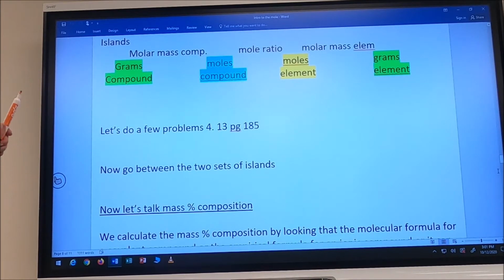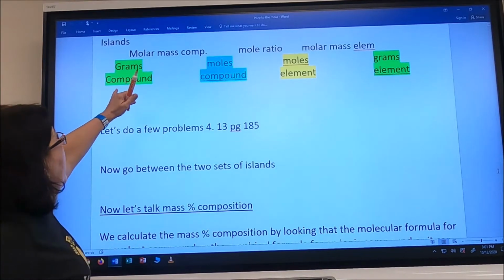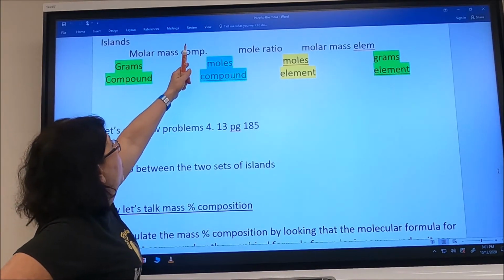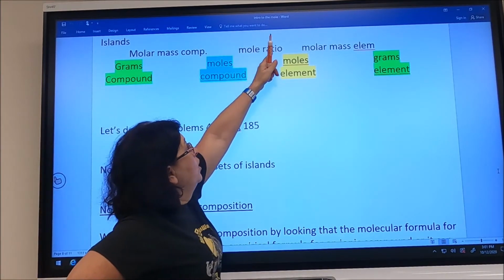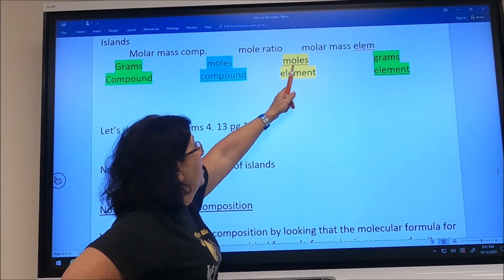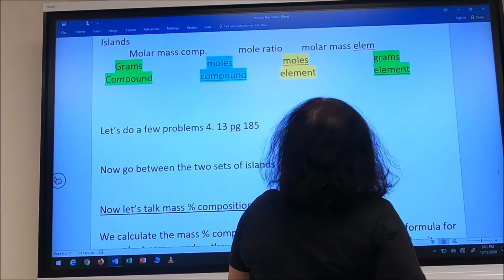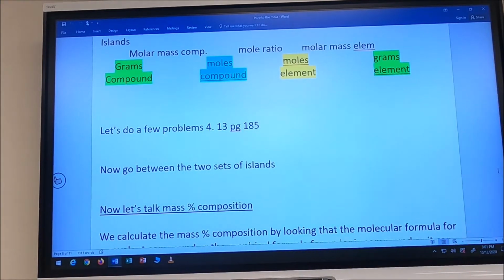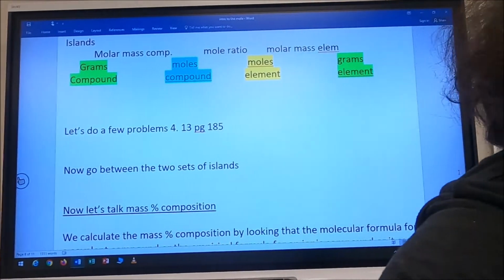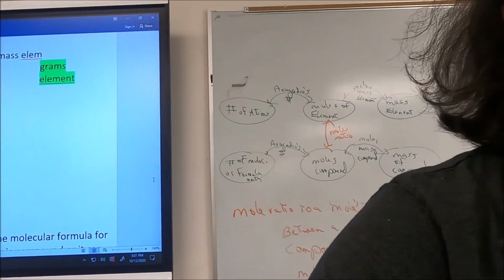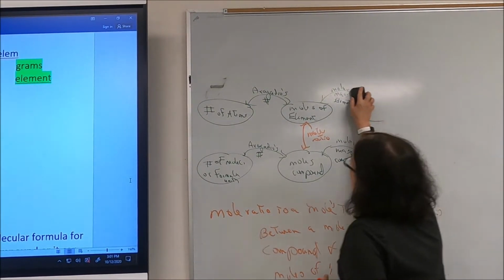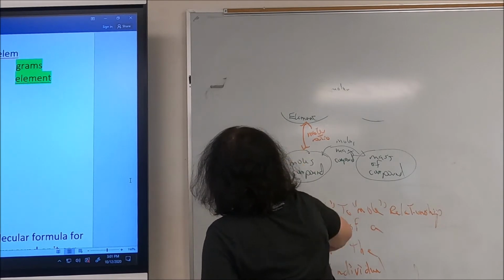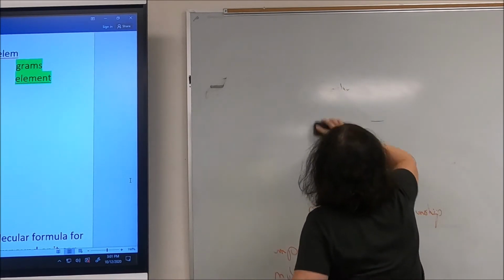So looking at our island chain and guiding ourselves through, we're starting out with grams of a compound. So we're going to use molar mass of the compound to go to moles of the compound. Then we're going to use our mole ratio to get to moles of an element. And then we're going to use molar mass of the element to go to grams of an element. So let me run through this for you. I'm going to have to erase our pretty islands, but if you need to, go back and freeze frame on those and write that down.